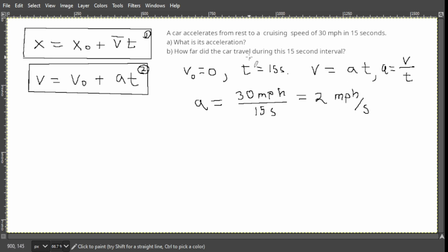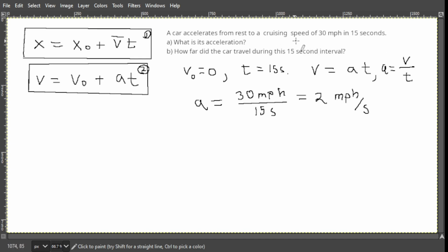So what's going to happen? At the 0 time, it's going 0. After the first second, how fast is it going? 2 miles per hour. At time 2 seconds, it's going 4. Time 3, 6, 8. All the way on up. So every second, it just keeps adding 2 miles per hour more to its speed until 15 seconds has passed, and then it comes to its final cruising speed of 30 miles per hour.